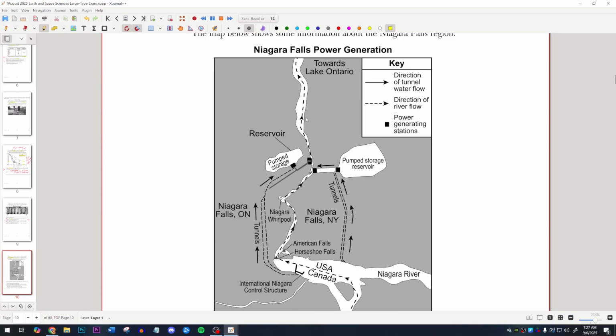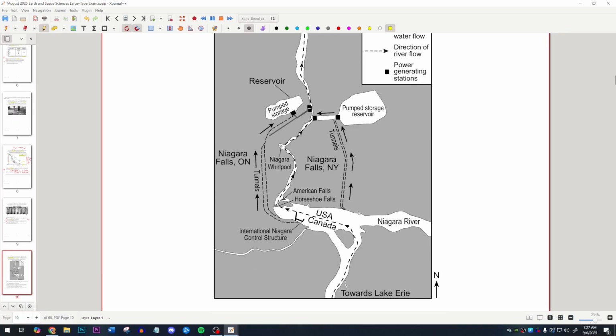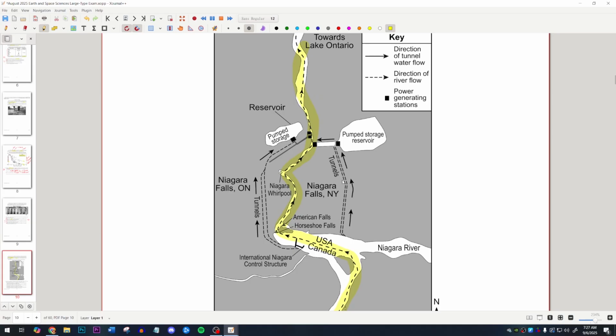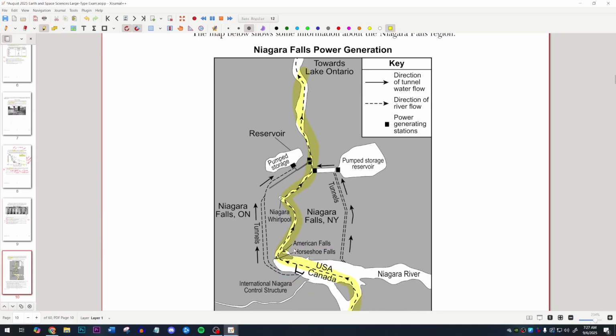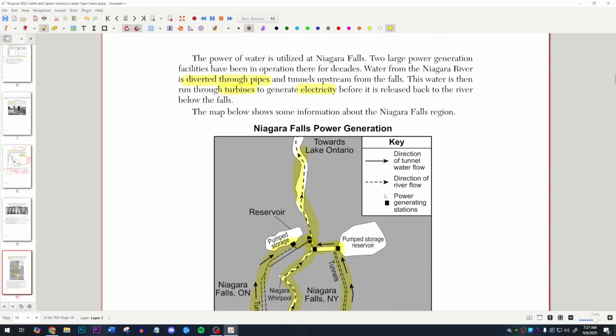Okay. Let's see if we can get this. Direction of river flow, direction of tunnel water flow. So the river flow is here. We're going to go like this. There's the river flowing. And then it's saying the tunnels are here. Did it say? Yeah. So it's diverted, and they go through these tunnels into these turbines. And then it goes back into the river. So that's what it's doing, and that's generating the electricity.